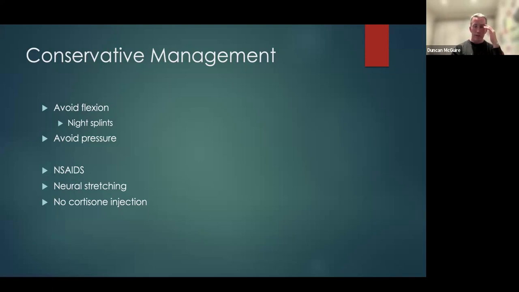But definitely there's no place for a cortisone injection in cubital tunnel. It's a very small tunnel, and if you try and get that needle into the tunnel, there's a very high chance that you are going to put the needle into the nerve and do an intraneural injection and make it much worse. So carpal tunnel, you can try it, but definitely not in cubital tunnel.